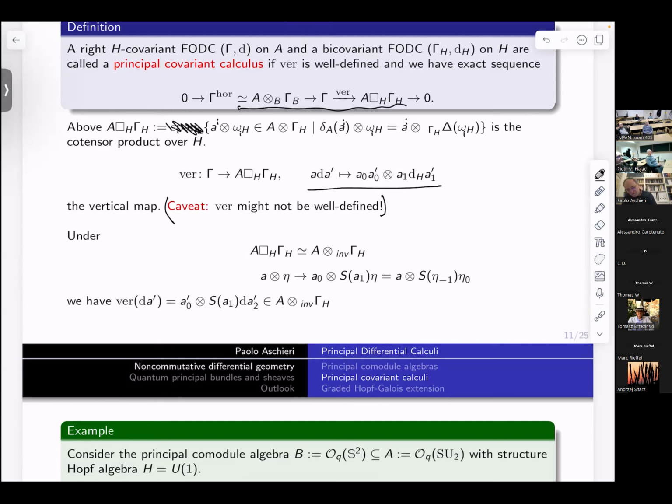So the point is that if you read the mathematics, it's clear, but one could be tempted to say, okay, any form is of this kind, sum over I understood, then let's define the vertical map this way.